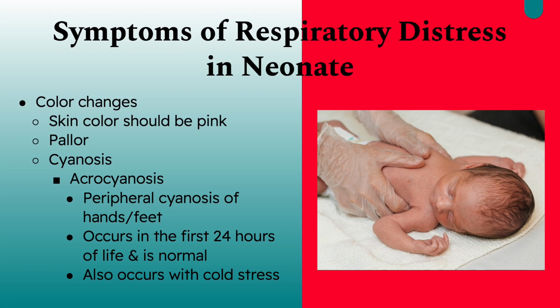Additional symptoms of respiratory distress in the newborn may include color changes. Within 10 to 15 minutes of birth, the skin color should be pink. A pale skin color may indicate systemic hypotension. You may observe cyanosis, a blue discoloration of the skin. In acrocyanosis, there is peripheral cyanosis of the hands and feet. This form of discoloration typically occurs in the first 24 hours of life and is considered normal, and may also occur from cold stress.